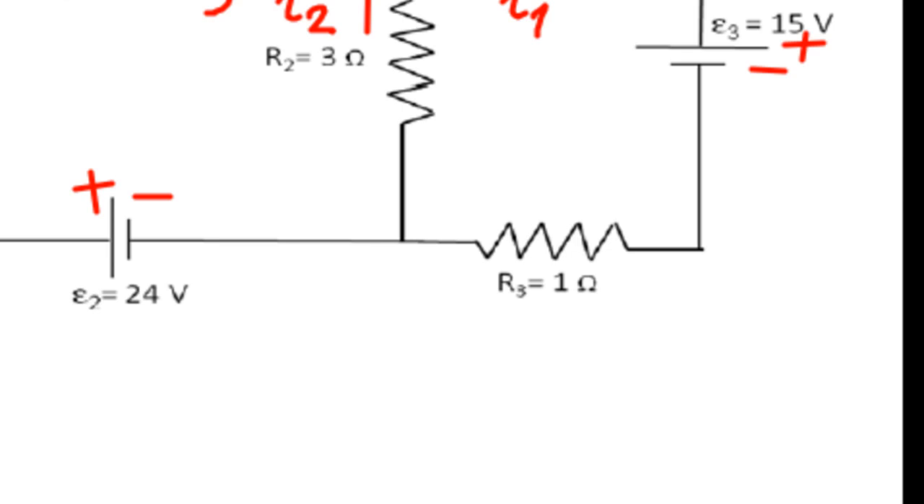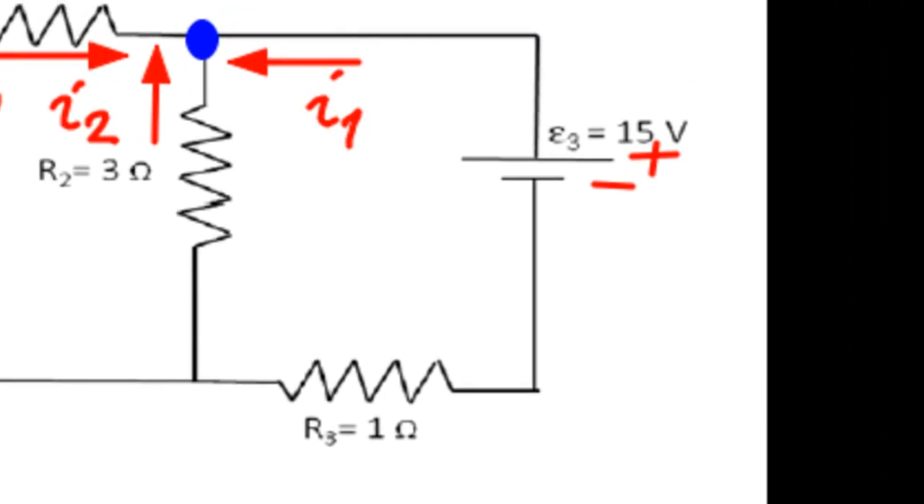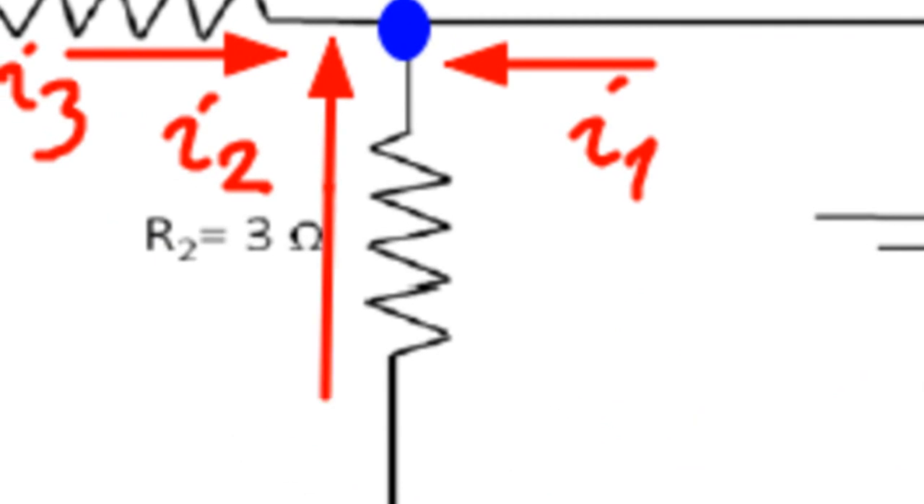For example, for resistor R3, which is 1 ohm, the current is I1, which flows to the right. And because current flows from high potential to lower potential, we write plus sign here and negative sign here. For resistor R2, which is 3 ohms, the current is I2. By the same way with the previous discussion, plus sign goes here, negative sign goes here.